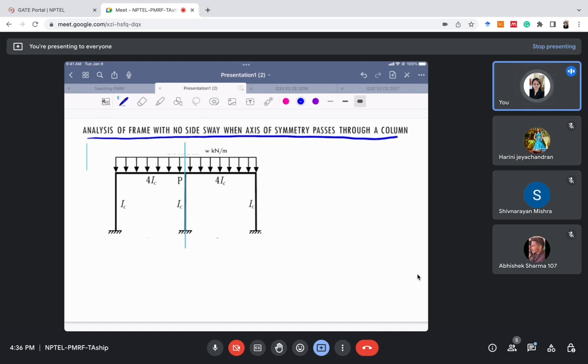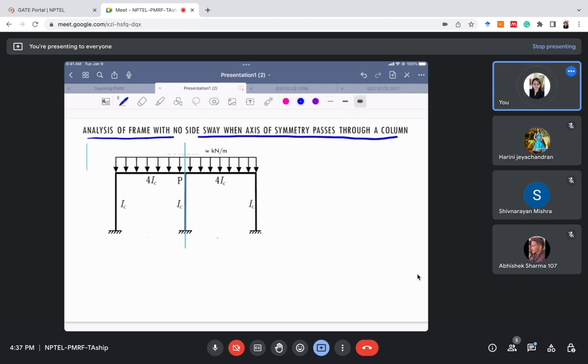In this special case, you can solve only half of the structure. Why? Because this is a case with symmetric loading. It's a symmetric structure, right? Everything is symmetric. This is 4I_C, this is also 4I_C, this is I_C, I_C, and I_C. The loading is also symmetric, right? W kilonewton per meter for the entire length. Whenever we have this center column that passes through the axis of symmetry, only then can we use this case. Okay, so I'm discussing that case now.